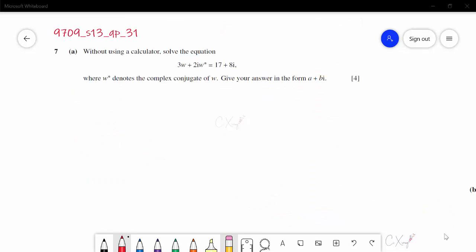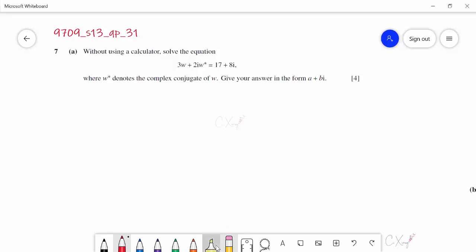Okay, so now let us discuss a complex number question from summer 2013, which is May-June 2013, paper 3-1. We take out question number 7, which relates to complex numbers. Without using a calculator, solve this equation, where they tell you that W star denotes the complex conjugate of W, and give your answer in the form of a plus bi.